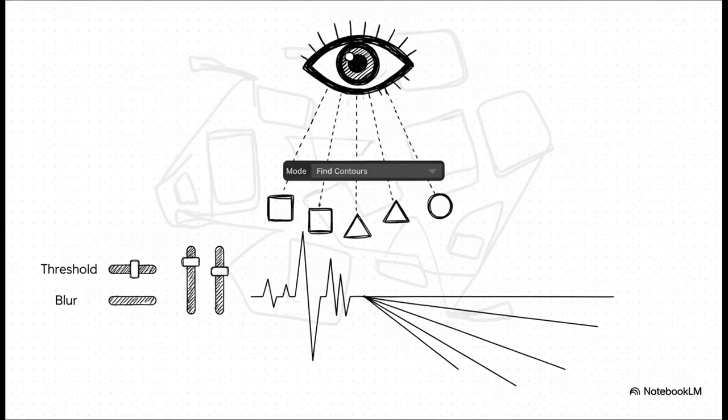And this is what Find Contours looks like. It uses this really powerful algorithm to find edges. So here you can tweak settings like threshold and blur to fine-tune how it sees the edges in your video. This lets you pull crisp vector lines from just about any source you can throw at it.